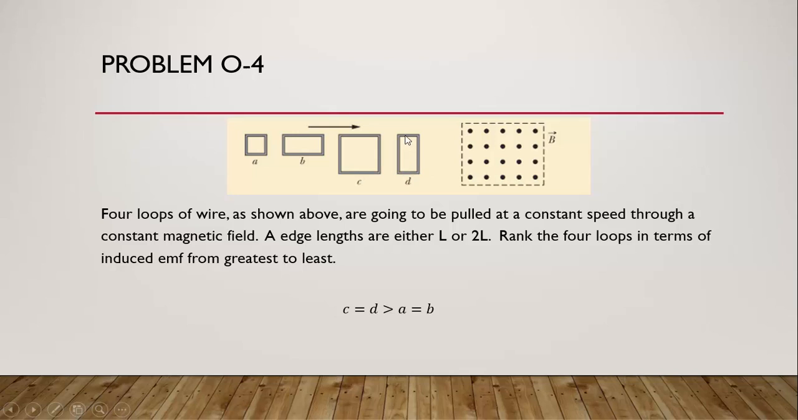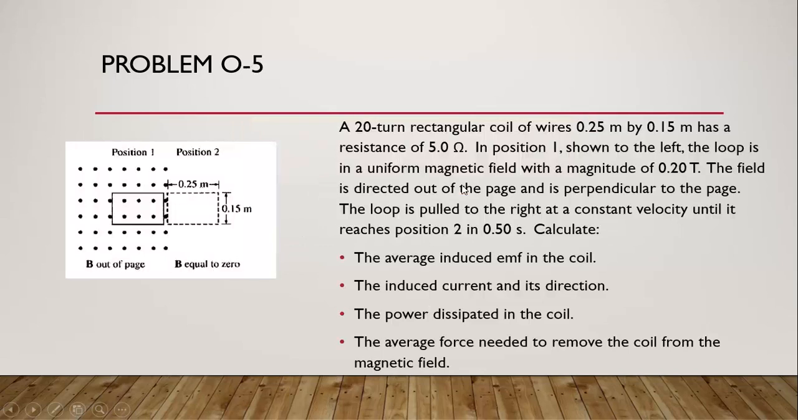The main reason is that this length here is the only length that matters, and they both have this length 2L, and these both have the length L. Remember that this direction is changing by your velocity V. Let's look at this problem here.